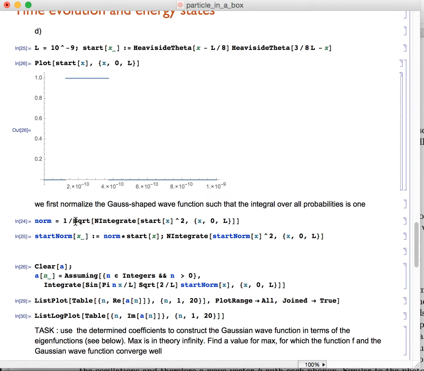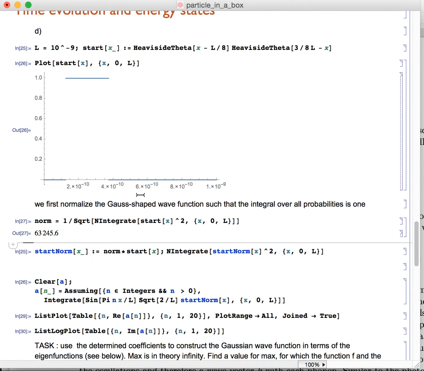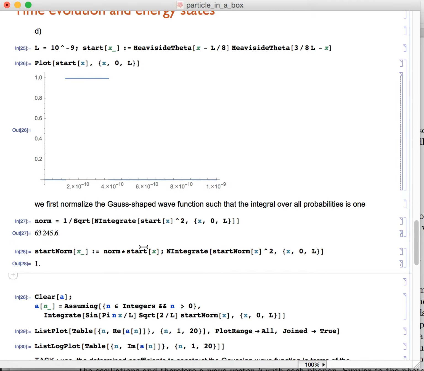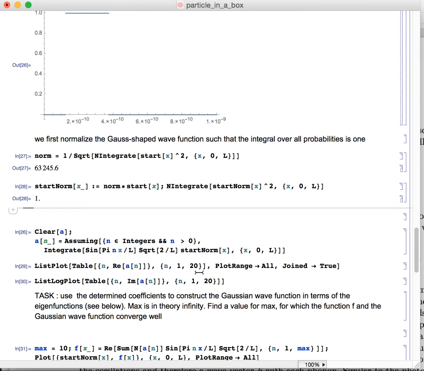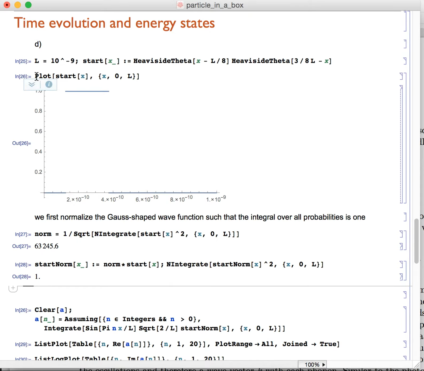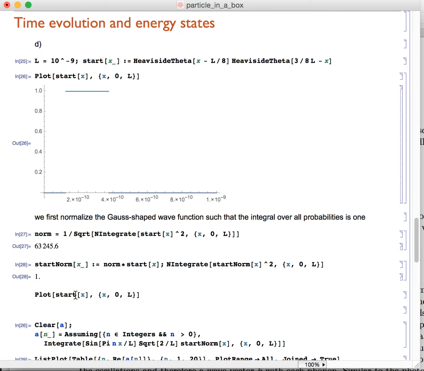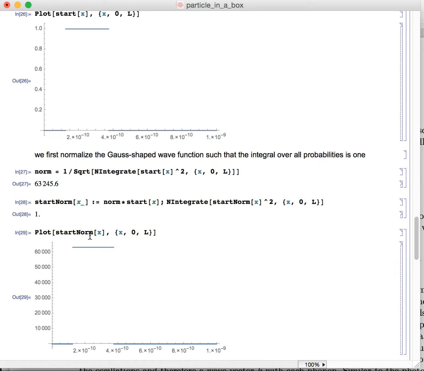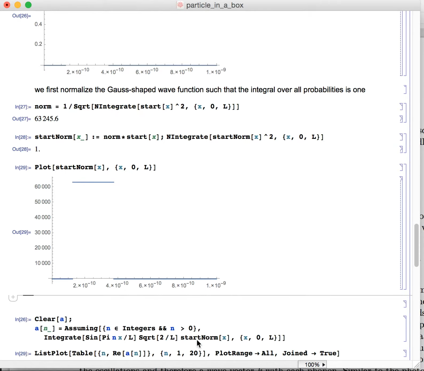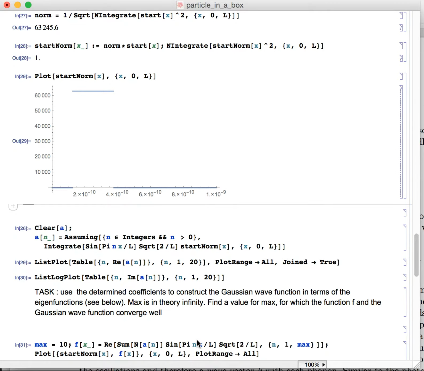Now we can normalize this state, even though it's not a real state, but we can still try to normalize it. Now we have our normalized state, so we multiply this norm factor in front. So that is now fine. We can also still plot this if you like. So plotting a normalized state, that's how it looks. I can just have different values, and it gets pretty huge here because it's a very small box that we have here.